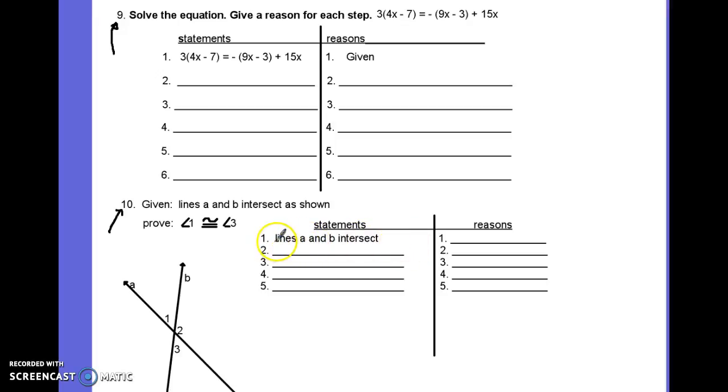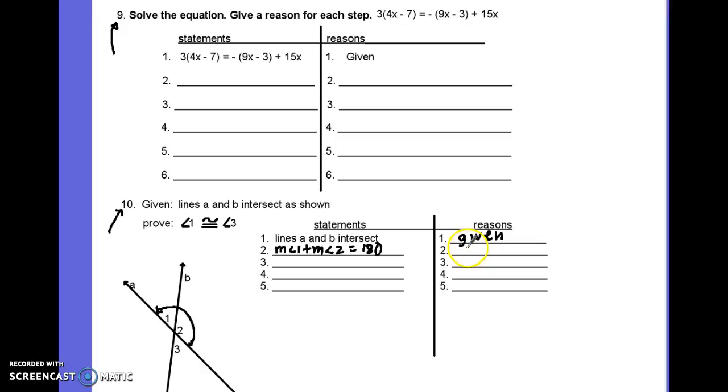First statement, lines A and B intersect. That's what we're given. So where's that given? It's given right here. The next thing will not be given though. As you look at this, you can see that these two angles, angle 1 and angle 2, they add up to 180. Measure of angle 1 plus measure of angle 2 equals 180.